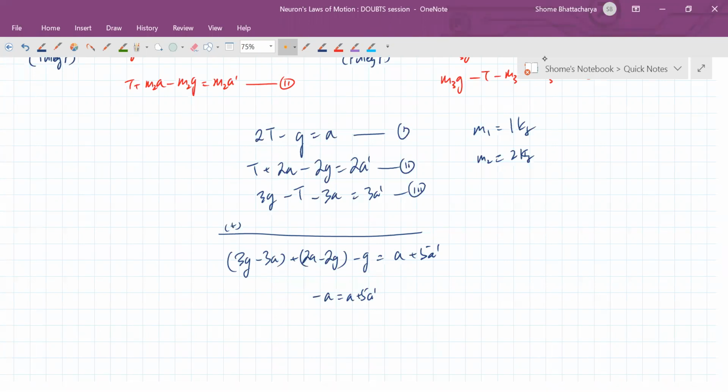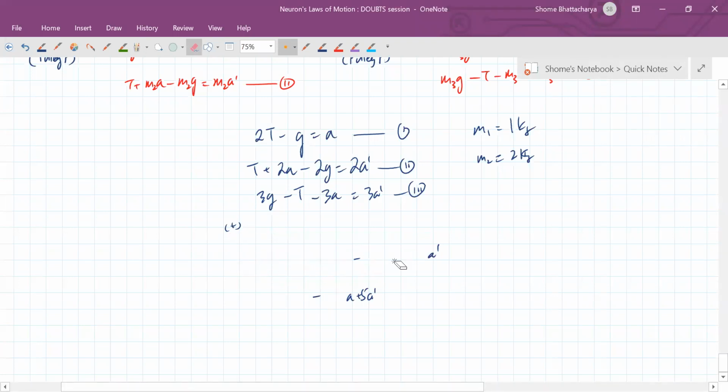Correct. Wait. T को cancel करने के लिए we have to add these two equations. Wait, not all three equations. Add equation 2 plus 3, then tension gets eliminated. So do this: equation 2 plus equation 3. So T gets eliminated. Okay. So we get 3 times g minus a minus 2 times g minus a is 3 plus 2a prime. So we get this relation that g minus a is equal to 5a prime.